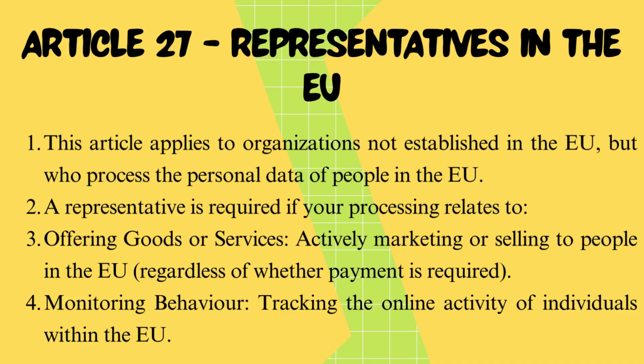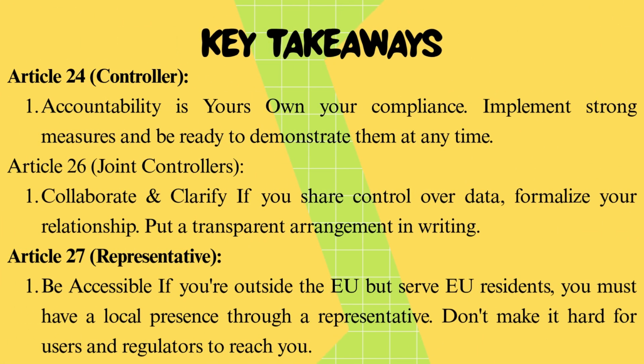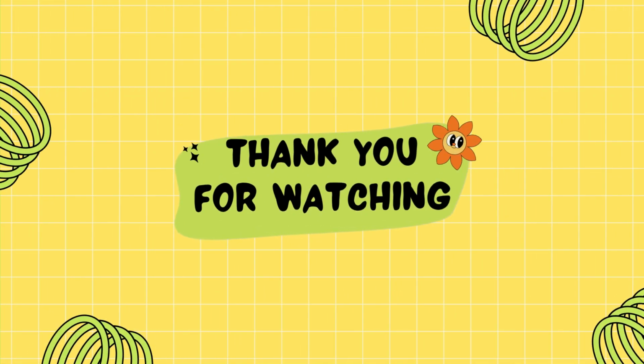So let's wrap up the three pillars of accountability we have discussed today. Article 24, the controller, Article 26, the joint controller, and Article 27, the representative. These three articles together show that accountability is about clarity, responsibility, and accessibility.